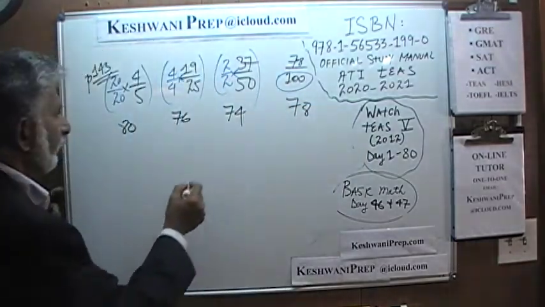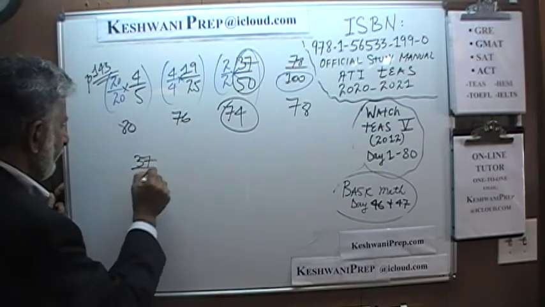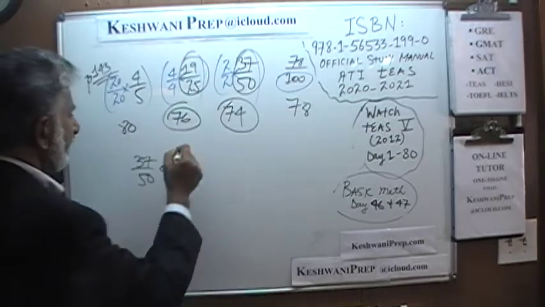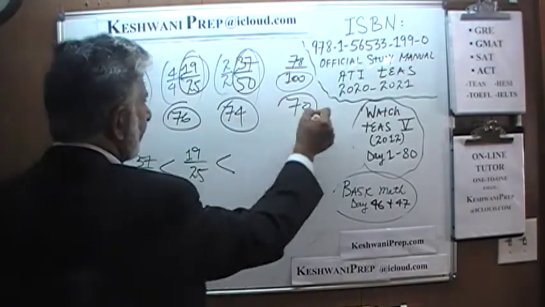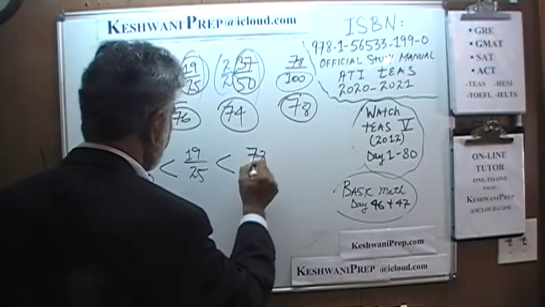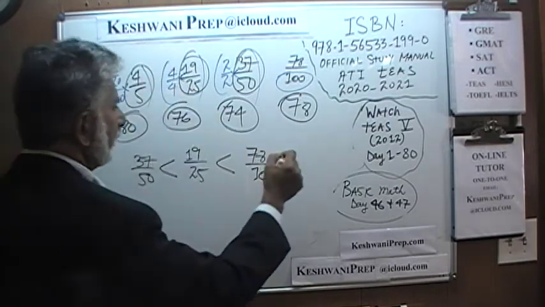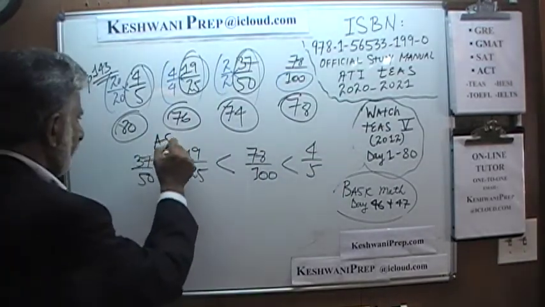Now we can arrange them. Smallest one is this guy, which came from here. So 37 over 50 is less than 76, which came from here, 19 over 25, which is less than 78, which came from there, 78 over 100. And finally, this came from here. These are arranged in ascending order.